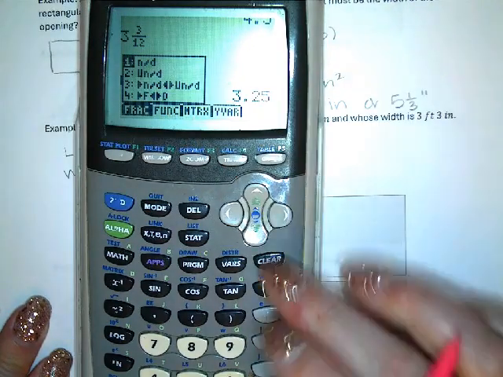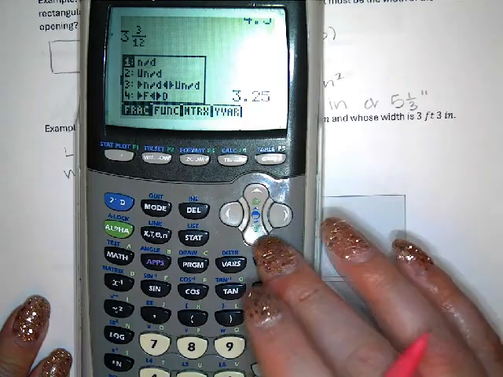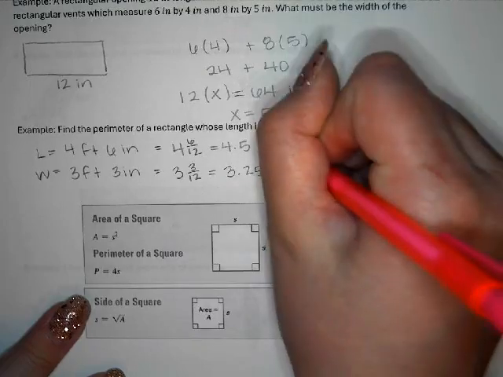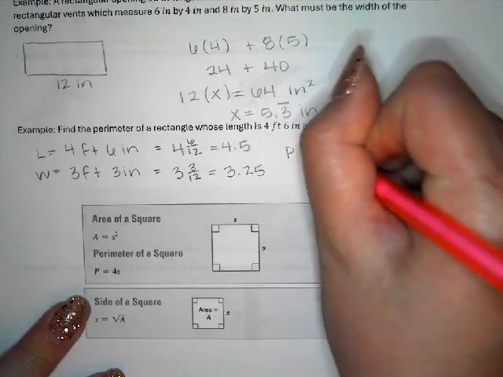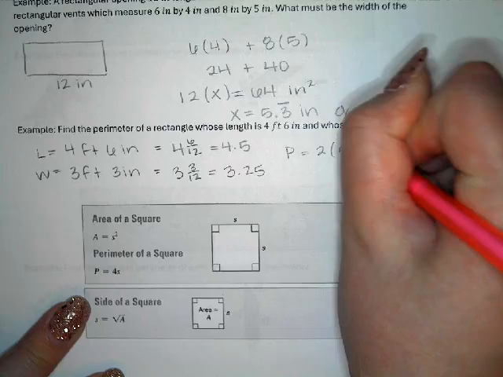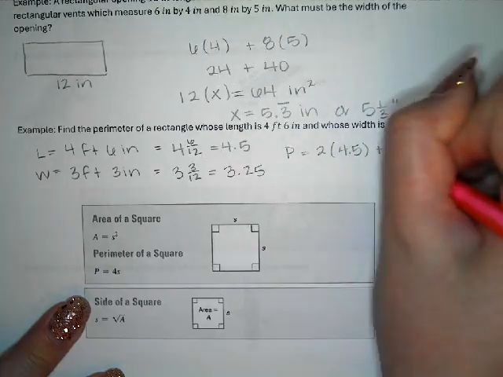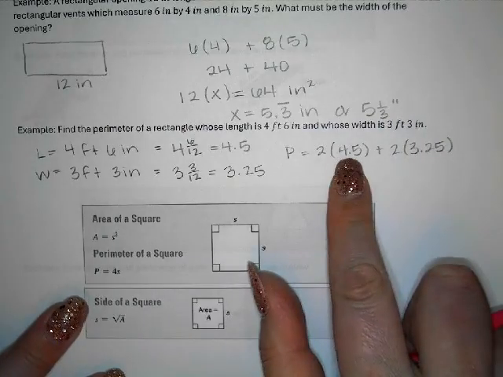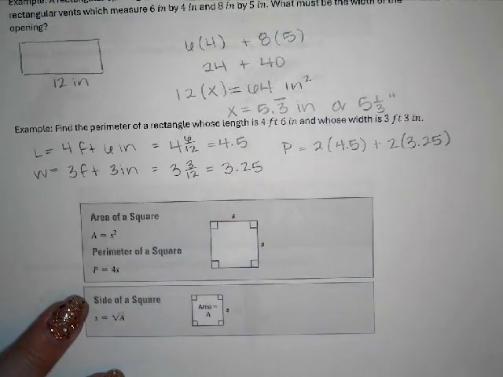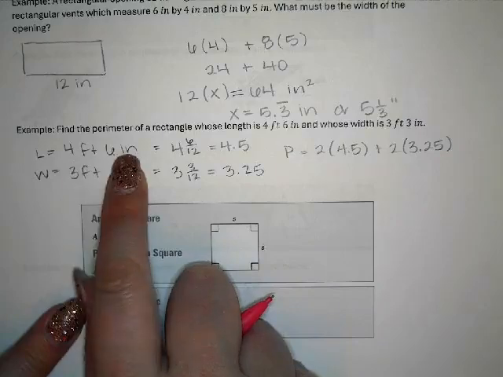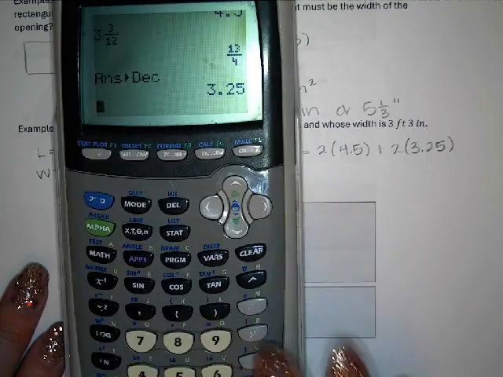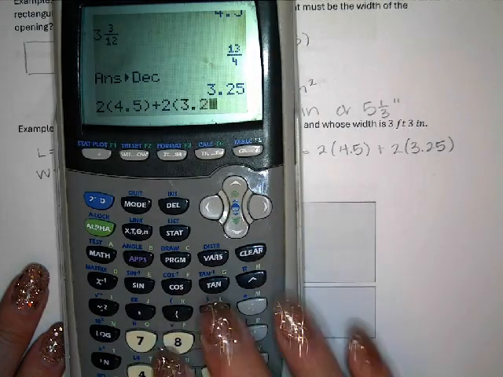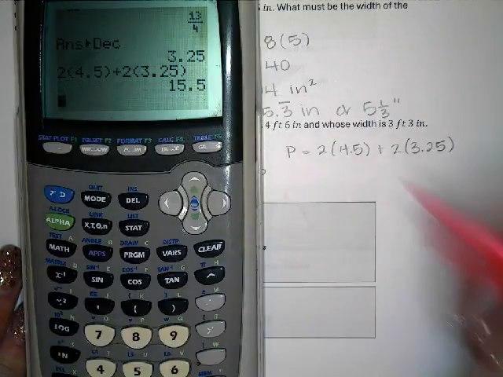All right, so I'm going to go ahead and do the perimeter formula. So 2 times the length plus 2 times the width. And this is feet, and this is feet, rather than have feet and inches. So I have 15.5 feet.